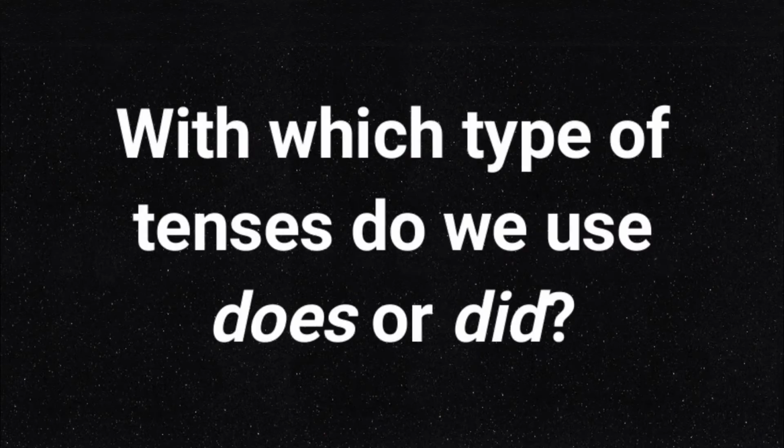And get ready because we are going to start with the questions. The topic of this time is question forms, subject and object questions, and an additional topic that is principal tenses. Well, let's begin with the first question, that is, with which type of tenses did we use does or did?